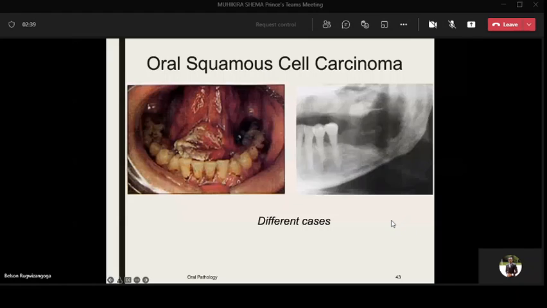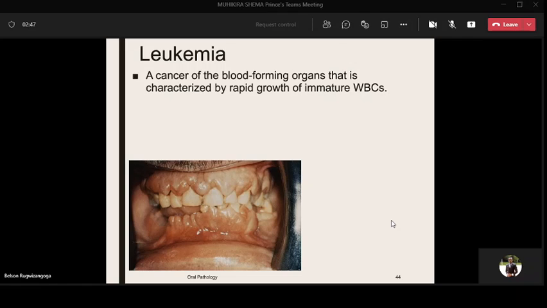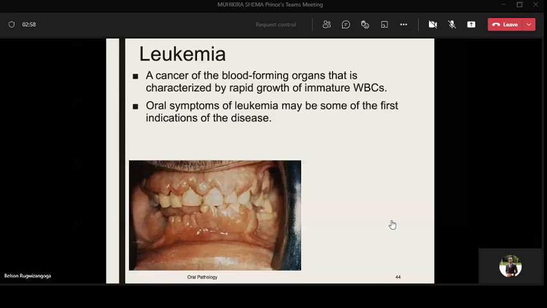Leukemia, as I had mentioned, is a cancer of blood-forming organs, meaning it is seen in the blood itself and in the bone marrow. It is characterized by rapid growth of immature white blood cells. It can even be immature red blood cells. Oral symptoms of leukemia may be some of the first indications of the disease.